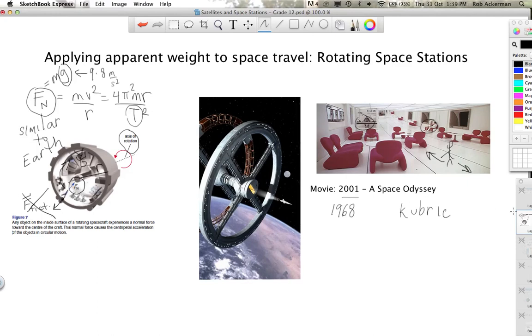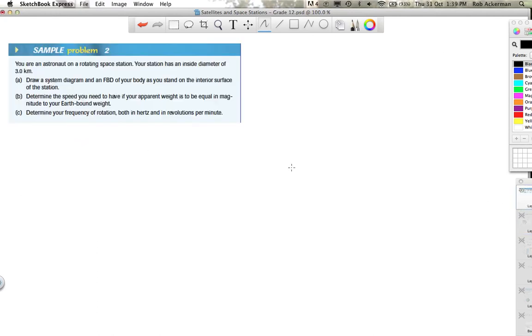So let's actually do a question here, and then we'll finish up. You're an astronaut on a rotating space station. By the way, this is in our textbook, Nelson's Physics 12, Sample Problem 2, Section 3.4. Standing on a rotating space station, the inner diameter is 3 kilometers. This would certainly be a very big space station. I don't see them building any spaceships this big anytime soon. However, let's pretend just for fun. So they give you the diameter, which means that the radius is going to be 1.5 kilometers. Remember, we want the radius there.